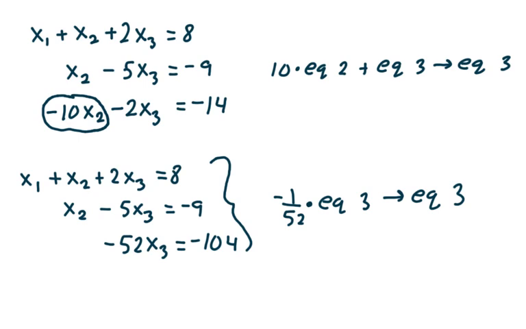Now I want you to notice something. The coefficient of x1 in the first equation is 1. It's exactly what I wanted. The coefficient of x2 in equation 2 is 1. That's also what I want. And when I perform this last operation, the coefficient of x3 in equation 3 will also be a 1.